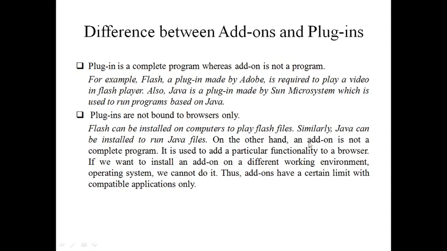On the other hand, an add-on is not a complete program. It is used to add a particular functionality to a browser. If we want to install an add-on in a different working environment like an operating system, we cannot do it. Thus, add-ons have a limit and work with compatible applications only. That is, add-ons can be installed only for a particular application. It is not a standalone application, but plugins are completely different software.